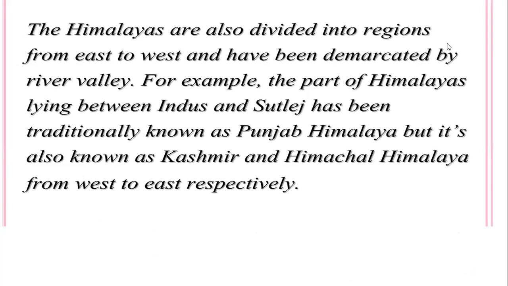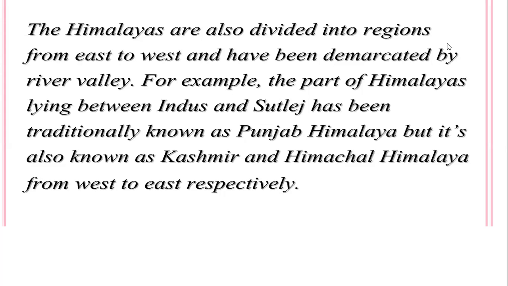The Himalayas are also divided into regions from east to west and have been demarcated by the river valley. The part of Himalayas lying between Indus and Satluj has been traditionally known as the Punjab Himalaya, but it's also known as Kashmir and Himachal Himalaya. There are basically 4 divisions on the basis of river valley: Punjab Himalaya, Kumaon Himalaya, Nepal Himalaya, and Arunachal Himalaya.